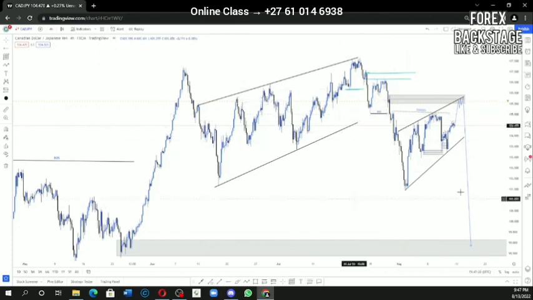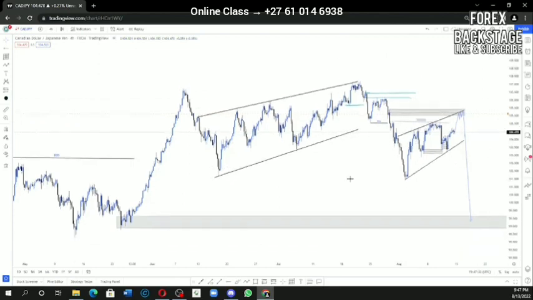So price is currently creating a nice continuation Falcon pattern. This is what we're looking for as Falcon traders, and then as smart money traders. When you guys are mixing the strategies, this is what we're looking at. It's looking super clean, gents. This is gonna be a very good trade.